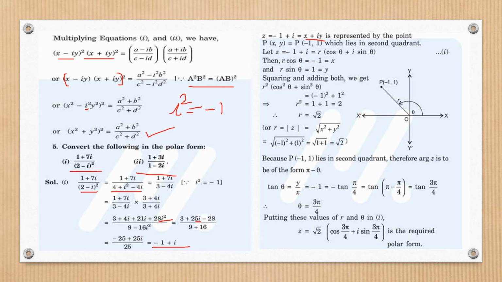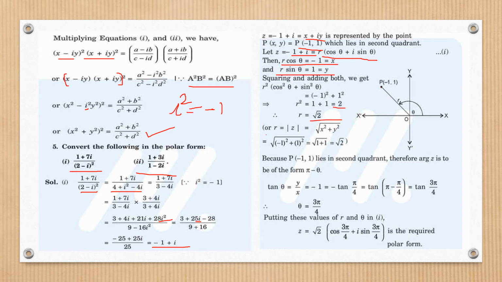Now we know we can represent it as the point (-1, 1). Here it is lying in the second quadrant, and I have to replace x by r cos theta and y by r sin theta. So r cos theta is minus 1, which is equal to x, and r sin theta is 1, which is equal to y. Squaring and adding these two, r square times (cos square theta plus sin square theta) equals (-1) square plus 1 square, which is 2. So r is equal to root 2.